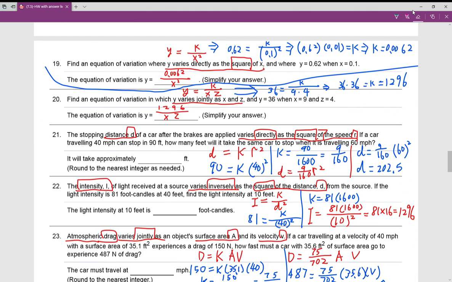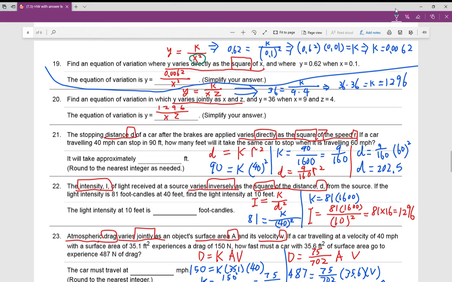Okay. Now, number 19, y varies directly as, usually we say as x, right? But right now it's as the square of x. If we say varies directly, then this form, and the square of x, you just make a square here.